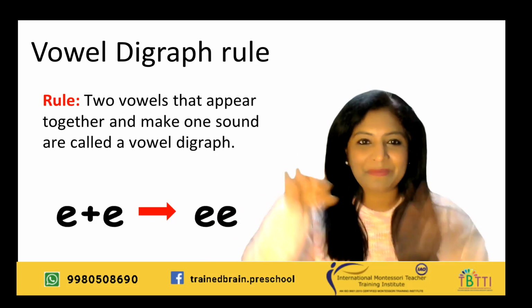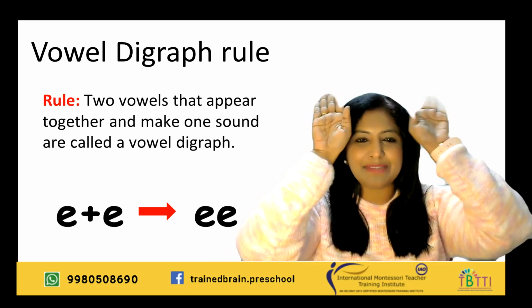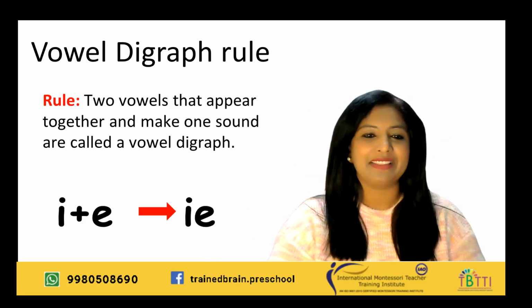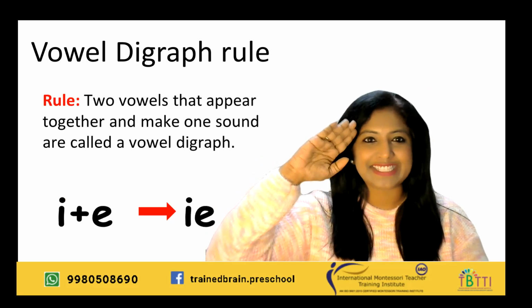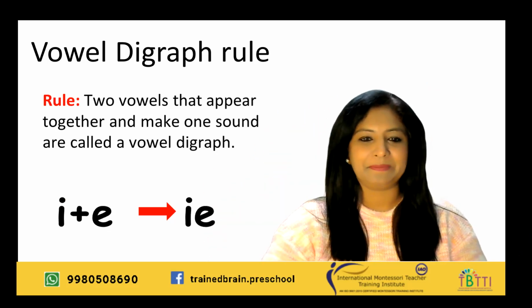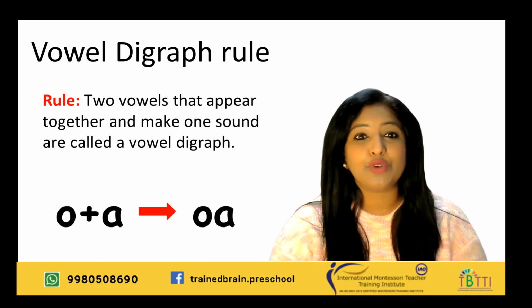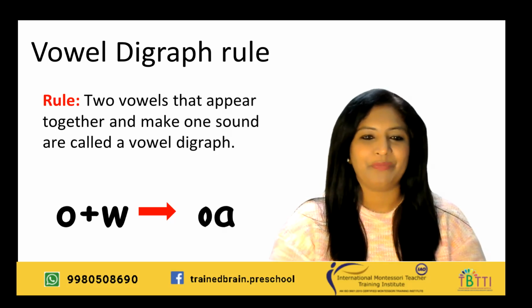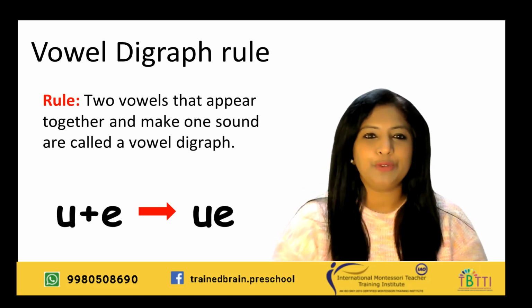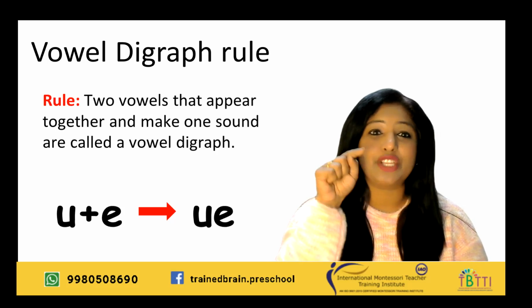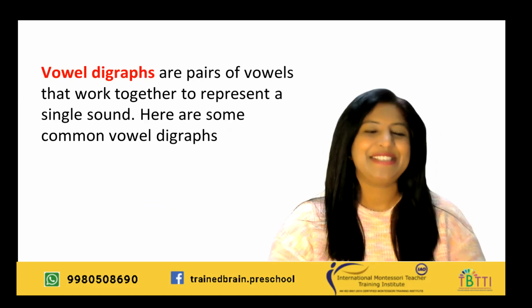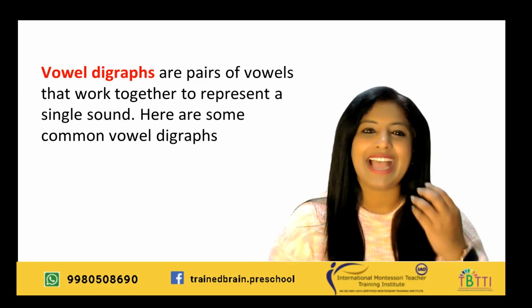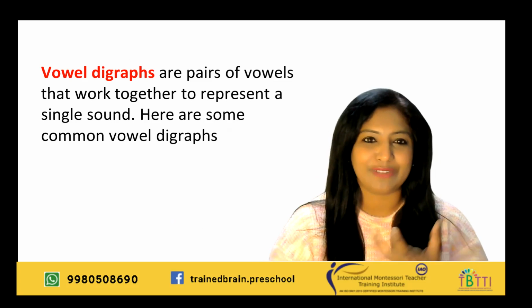Now for E, the action was raising both your arms, palms up, and you say E. For I, we did this. I. For the sound O, it was O. Lovely. And for U, we did this. We pointed the finger and we said you. So those were the jolly phonics actions for each of the sounds. And this also helped us to understand the vowel digraphs.